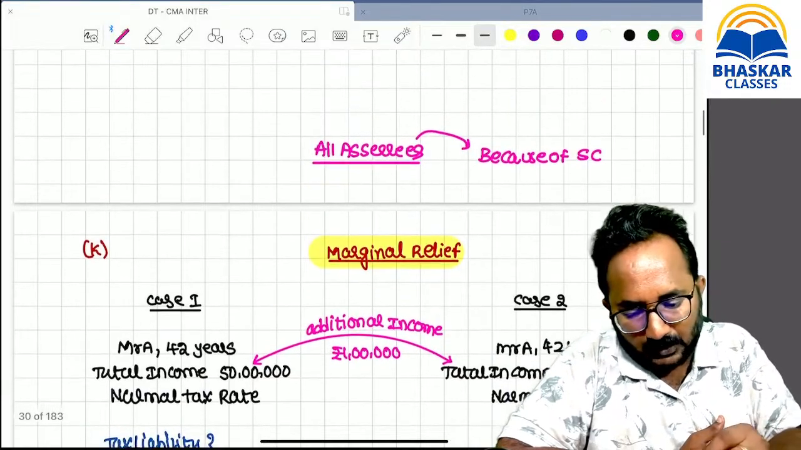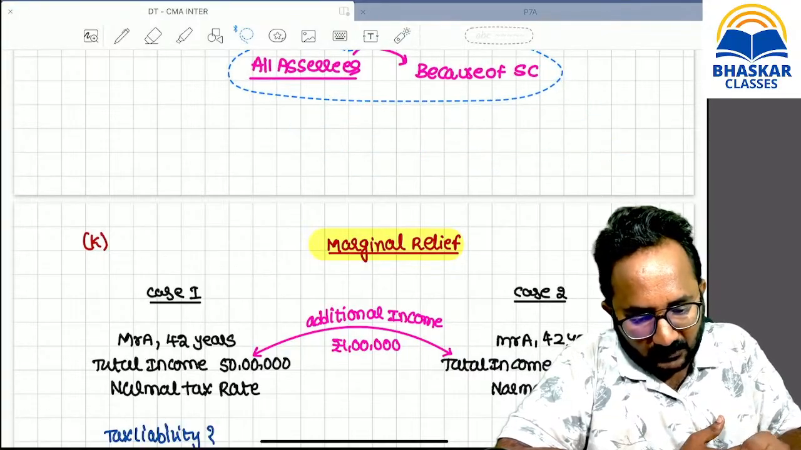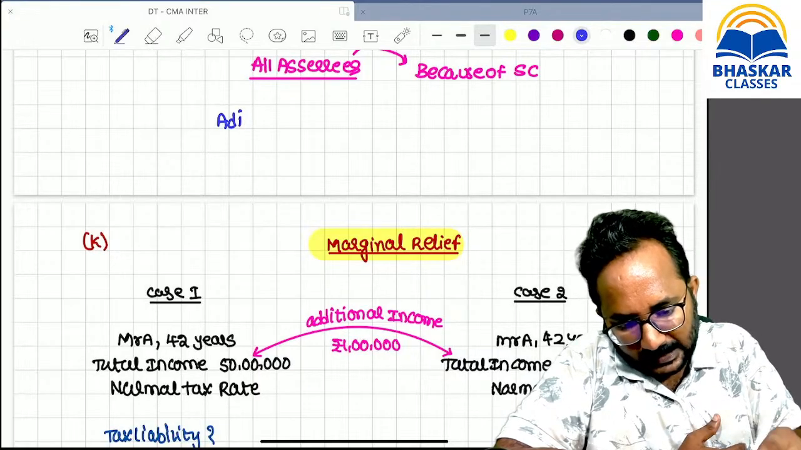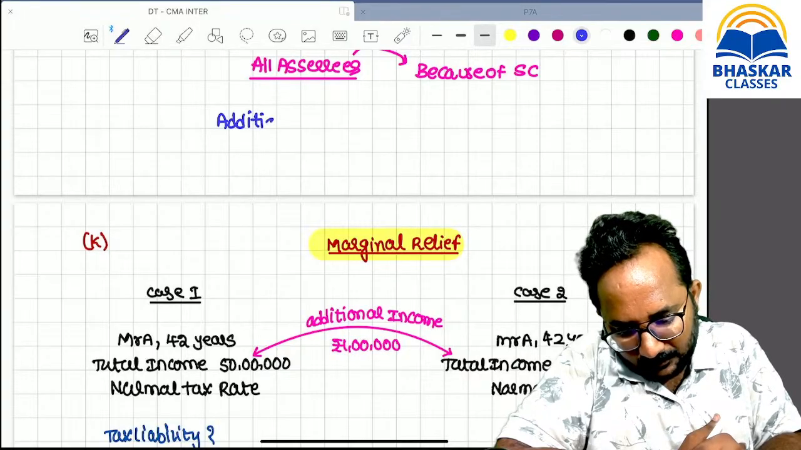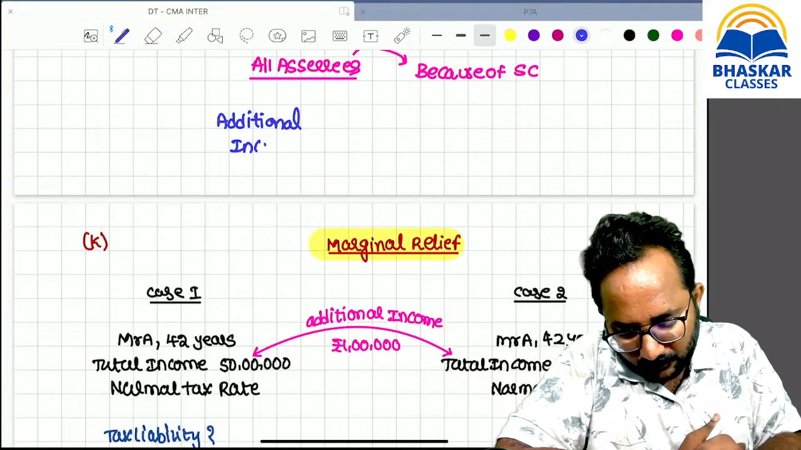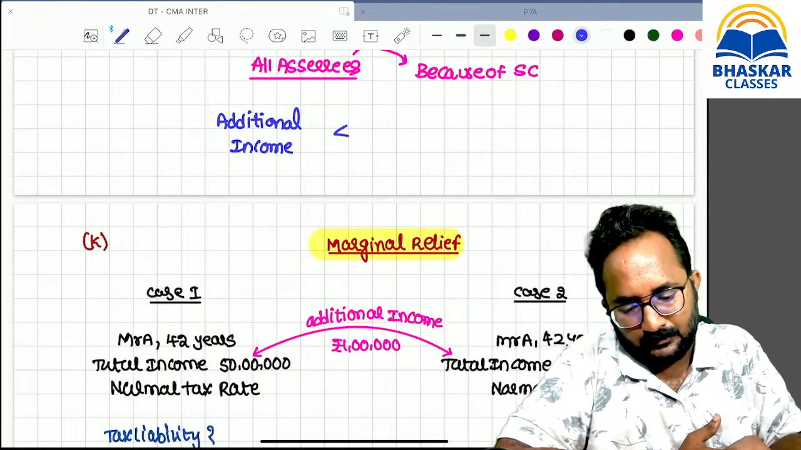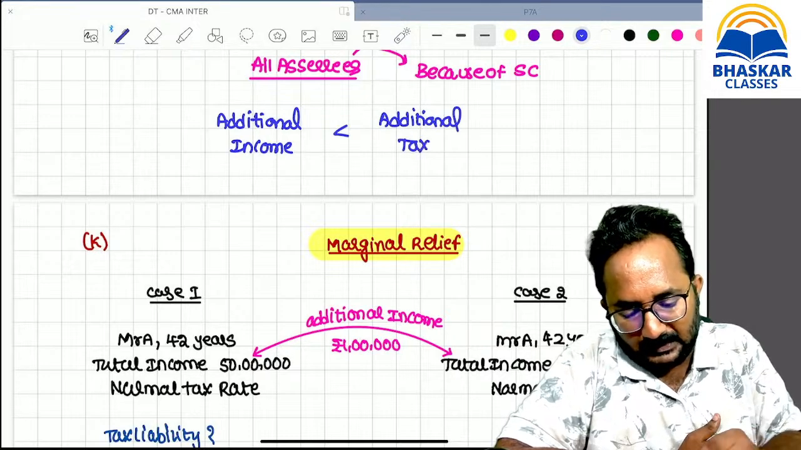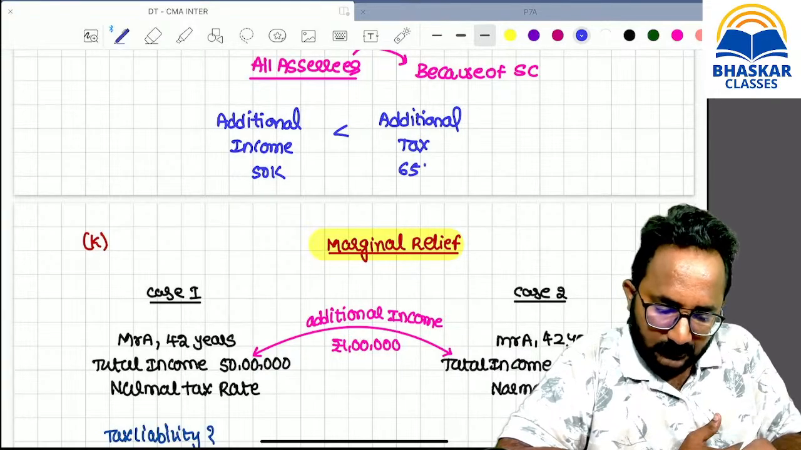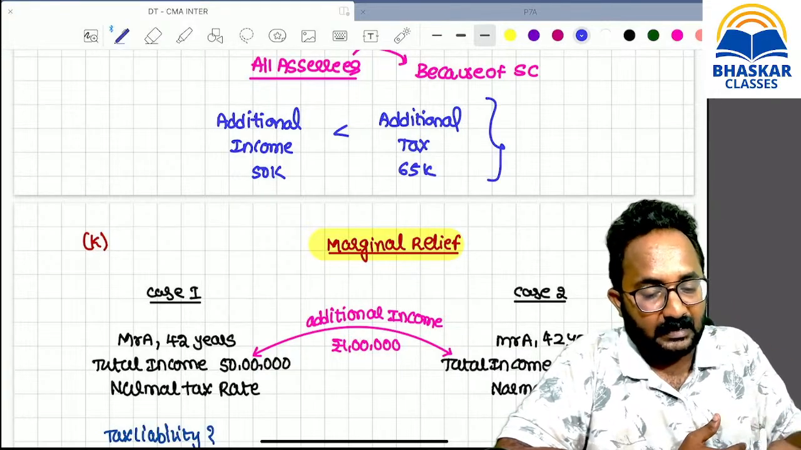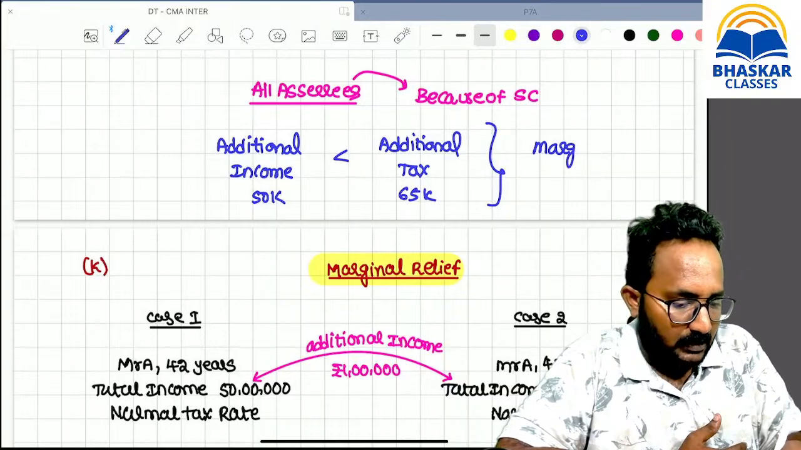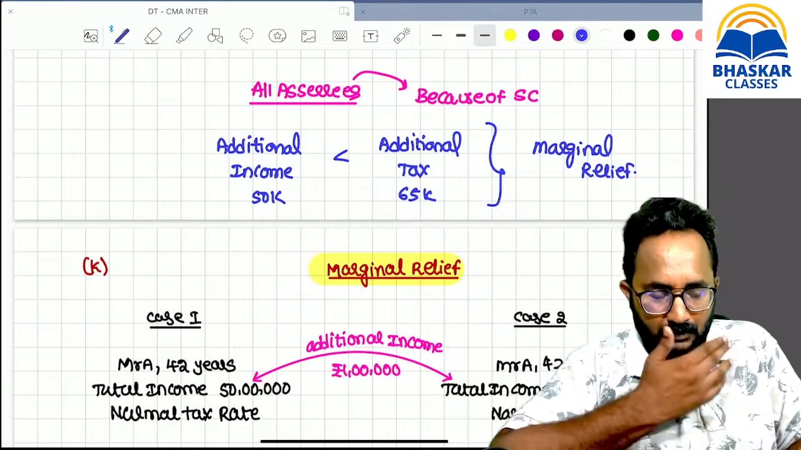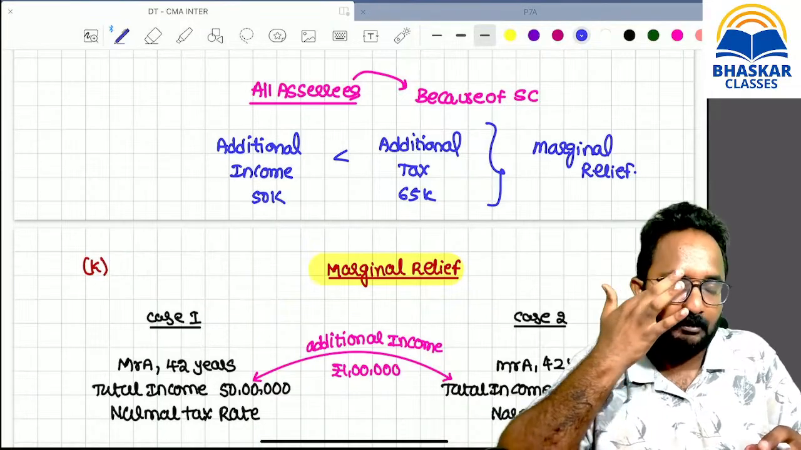Because of surcharge, what will happen? In certain cases, because of surcharge, the additional income is less than the additional tax. The additional tax is more, but the additional income we are earning is less. So in such cases, we can give the marginal relief.